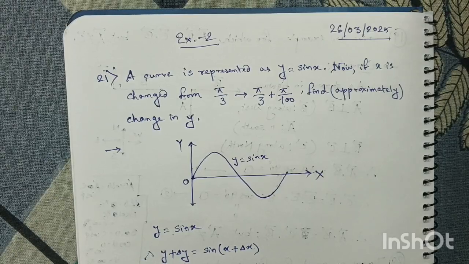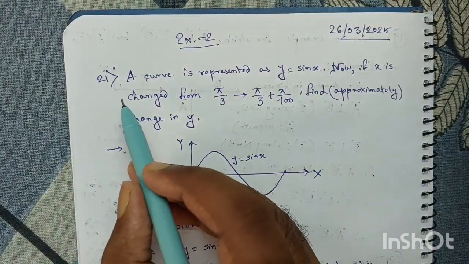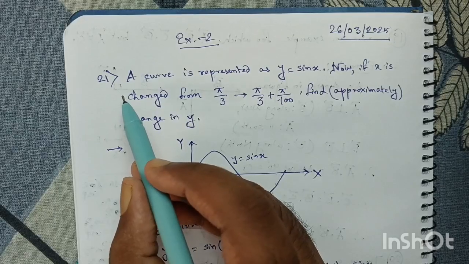Welcome to my channel. Today in this section we will work out AC Verma's Concepts of Physics chapter 2, its exercise problems, problem number 21, 22, 23, 24 and 25. So let's work out problem number 21.